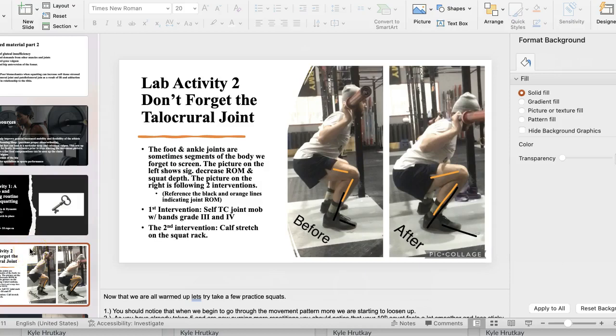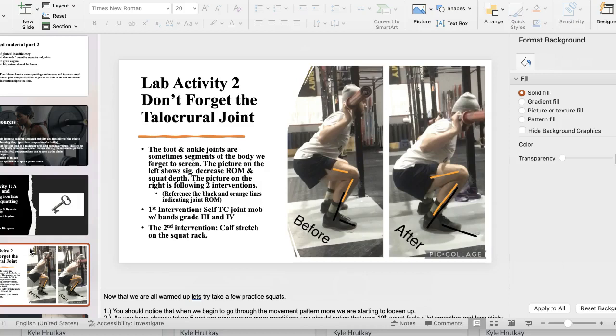So the first intervention I did was essentially just a self talocrural joint mobilization, grade 3s, grade 4s. And that was with a band. I hooked a band up to the rig. You can even see it in the picture on the right, because this was after I did it, you could see the purple band there on the rig. And I essentially just faced away from the rig and put the band low on the inferior aspect of the talocrural joint on that talus. And I just kind of leaned into it, lunged forward, and created an AP joint mobilization to increase that dorsiflexion.